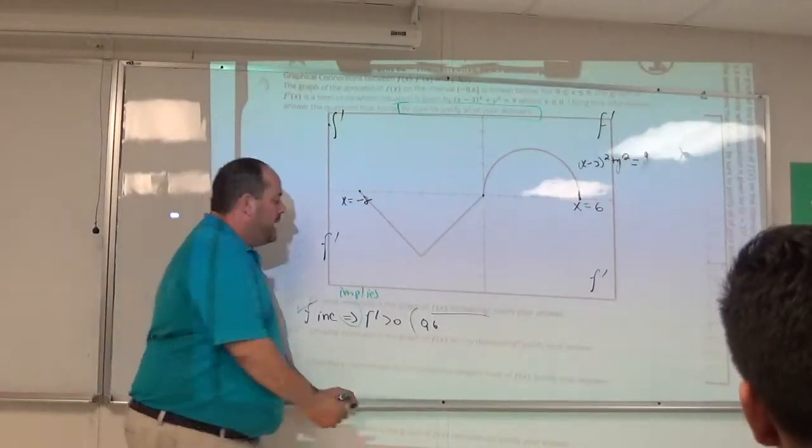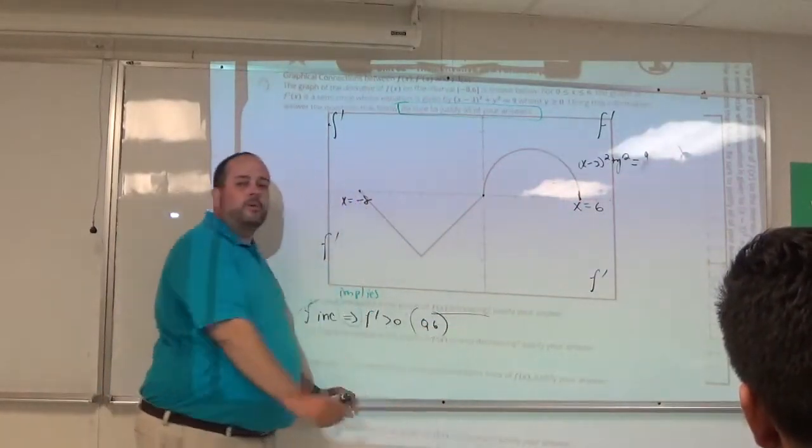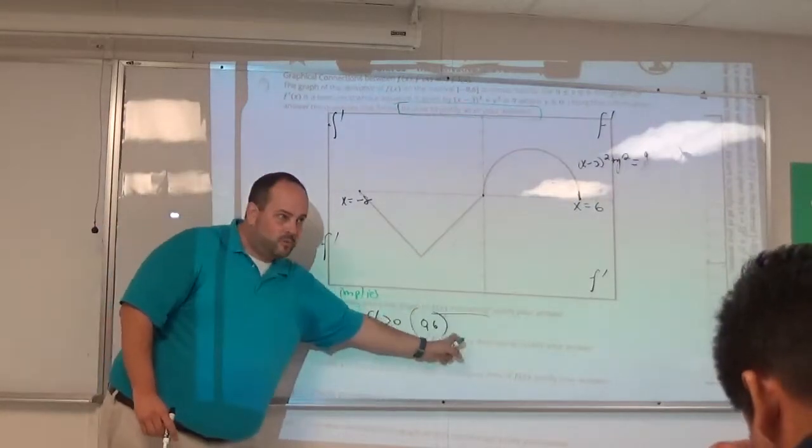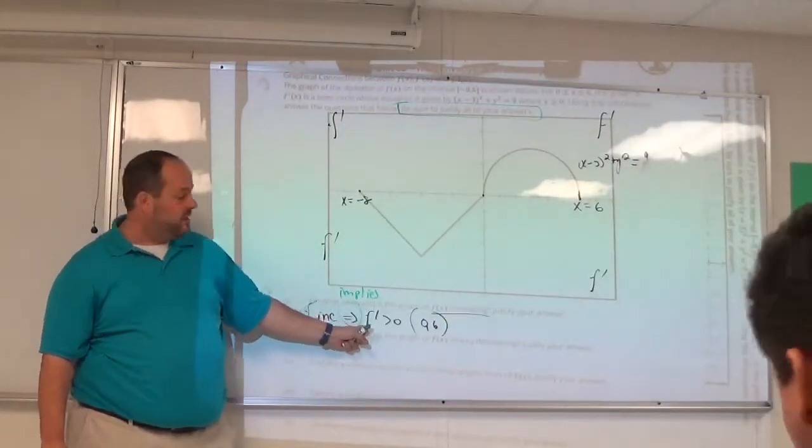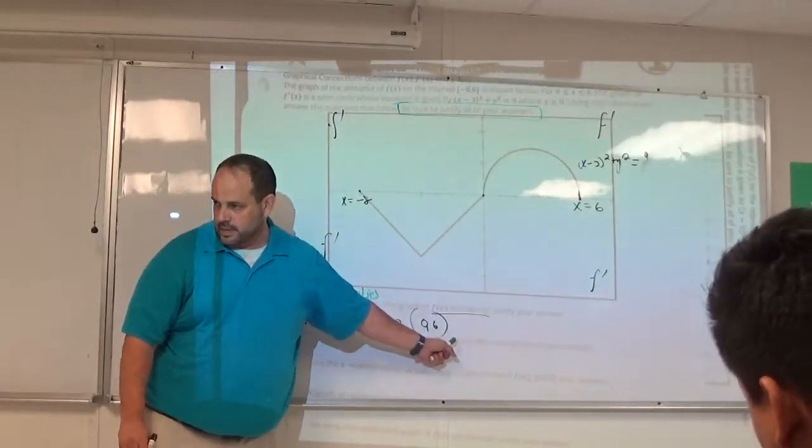So I'm only going for where f prime is positive, so parentheses. And then the other one, parentheses. I have to be really picky about this. If you say f prime is positive, then you have to go with this.